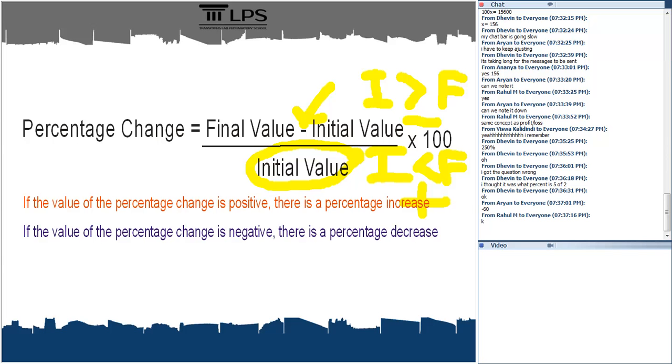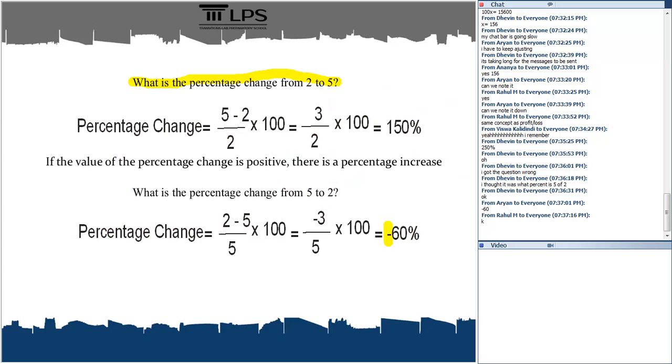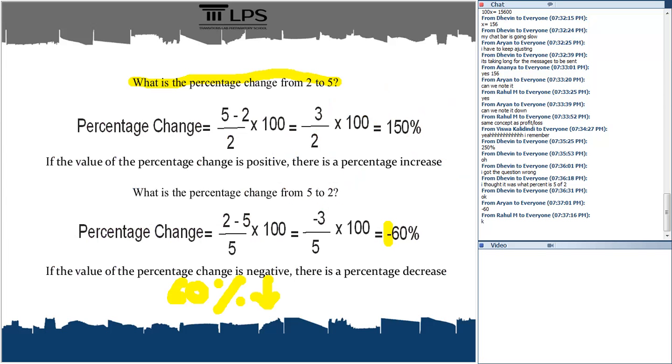So if the question says what is the percentage change from 2 to 5, the percentage change from 2 to 5 will be: 2 is the initial value because it's going from initial to final. So final minus initial divided by initial is 200, right?